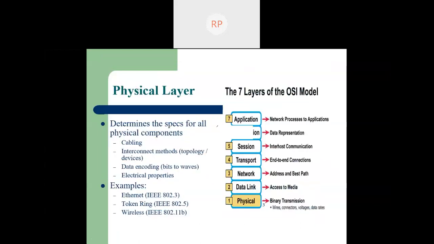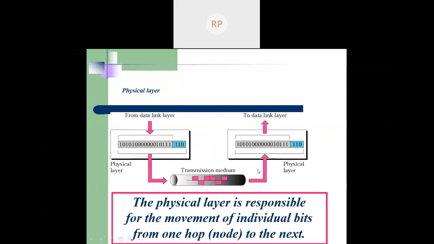And at the end, the physical layer. It determines the specification of all the physical components: cabling, interconnection methods, data encoding, electrical properties. Examples of physical layers are Ethernet, token ring, and wireless. There are some IEEE standards. The roles are wires, connectors, voltage, data rates. So it is all about the physical layer. You can check visually here: data in binary format is passed over the transmission media.